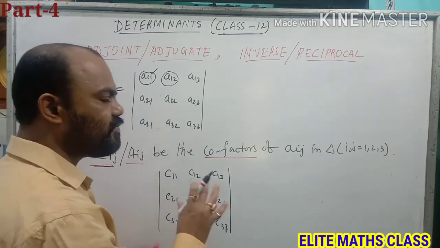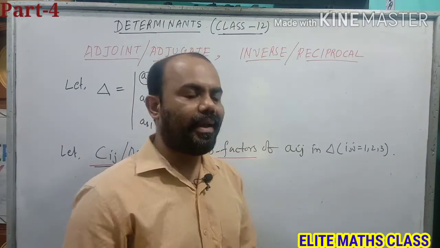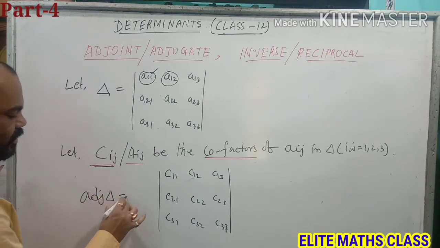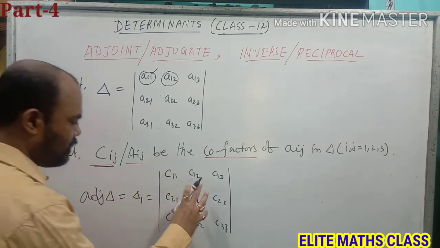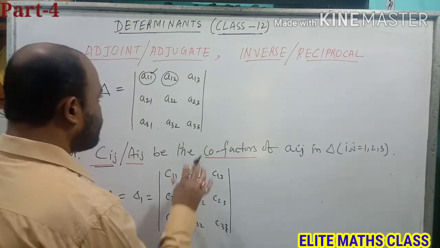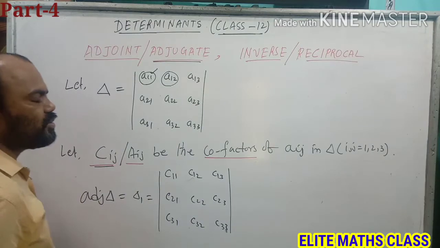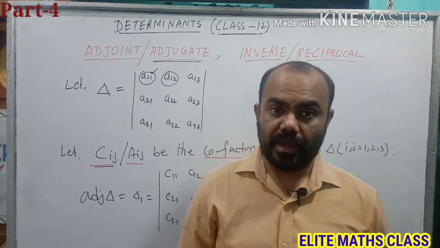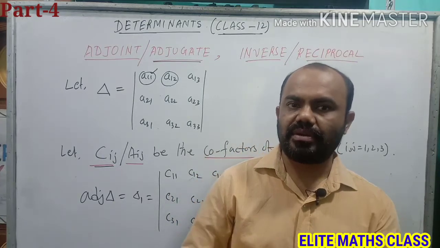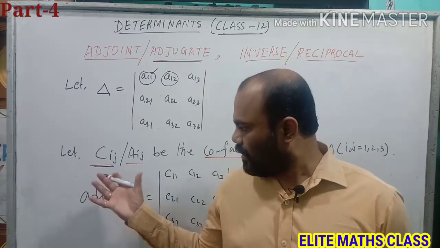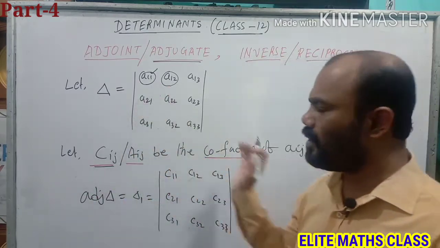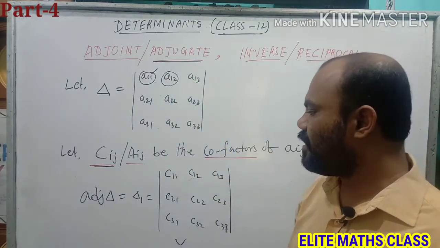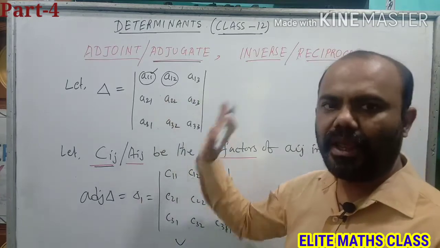This determinant, which is formed by the cofactors of each element, is called the adjoint or adjugate of del, or it is also written as del 1, the adjoint or adjugate of the given determinant. So in a simple way, what is adjoint or adjugate? It is a determinant formed by replacing each element by its cofactor in the given determinant. Simple way: find all the cofactors and replace them in place of the respective elements. Then the determinant we get is the adjoint or adjugate of the given determinant.